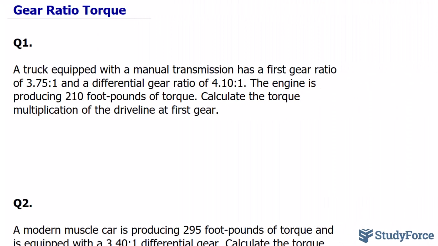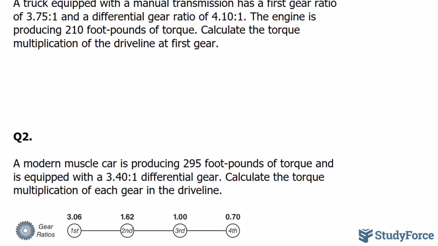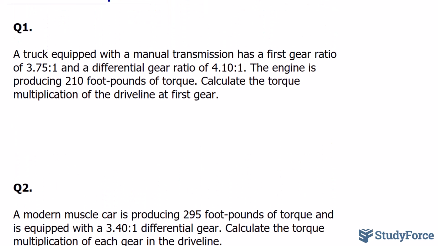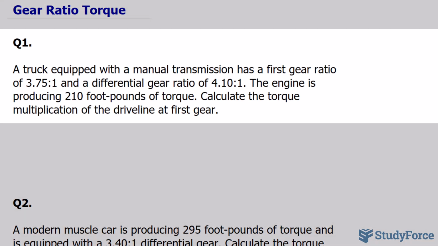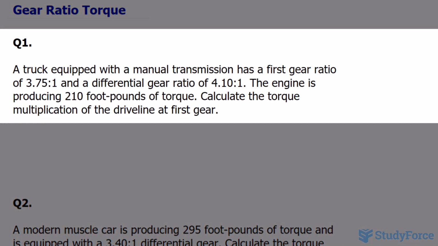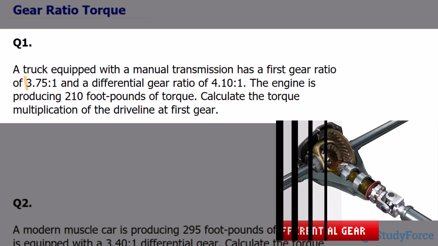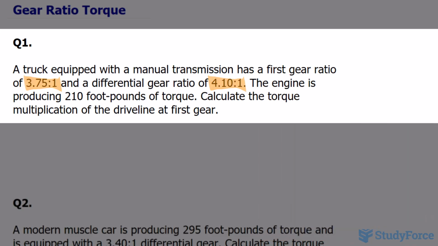Now let's look at two scenarios where we calculate the final torque of the driveline. You'll see that when gear ratios are connected, they multiply to produce the overall ratio. The first question reads, a truck equipped with a manual transmission has a first gear ratio of 3.75 to 1 and a differential gear ratio of 4.10 to 1. Note that both of these gear ratios are underdrive. The first term is greater than the second term.